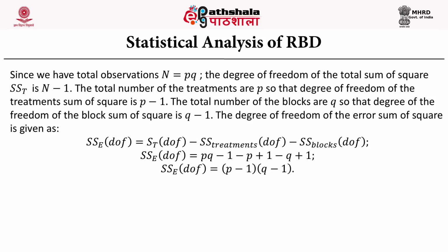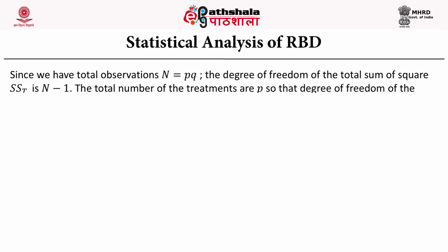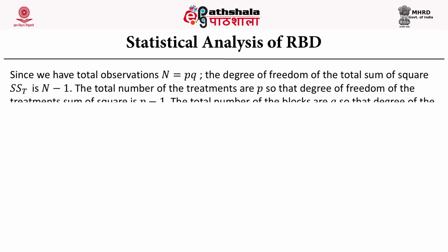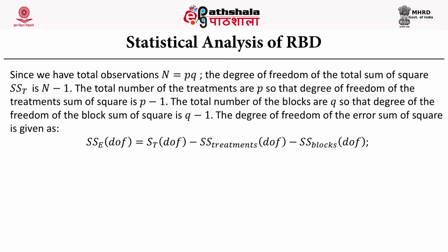So we can write total sum of square is equal to sum of square due to treatment plus sum of square of blocks and sum of square of error. Since we have total observations N = PQ, the degree of freedom of the total sum of square is N minus 1. The total number of treatments is P, so the degree of freedom of the treatment sum of square is P minus 1. The total number of blocks is Q, so the degree of freedom of the block sum of square is Q minus 1.